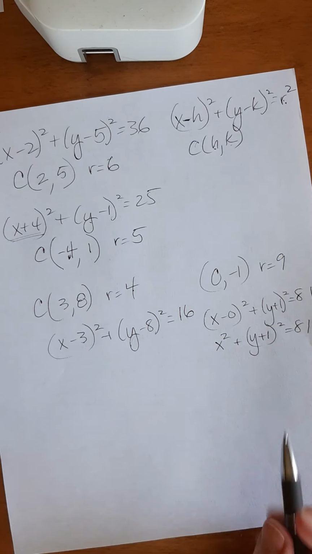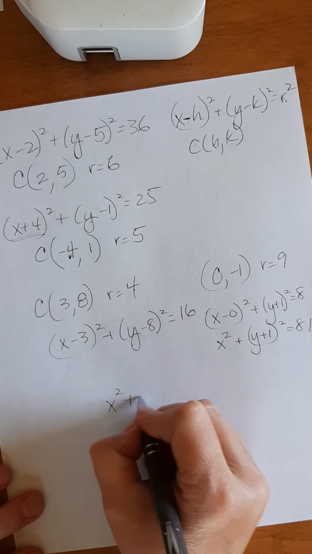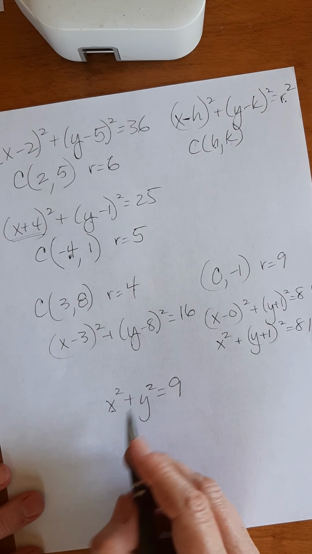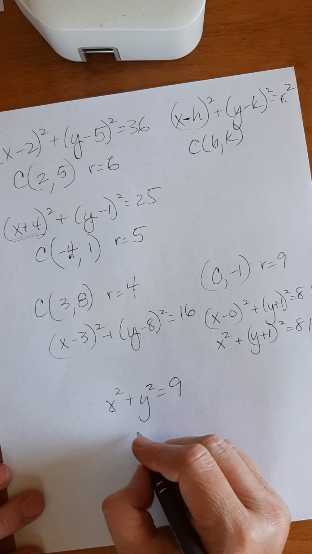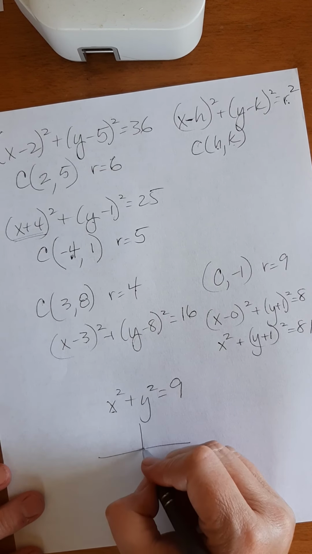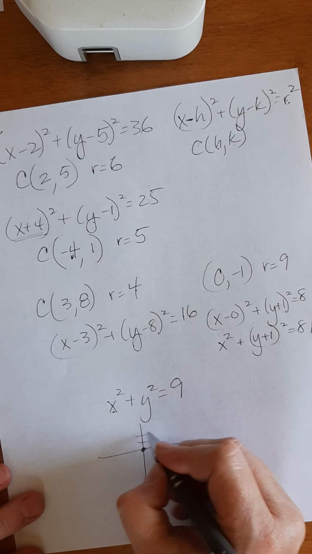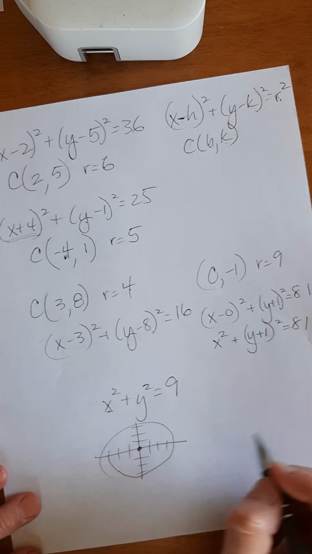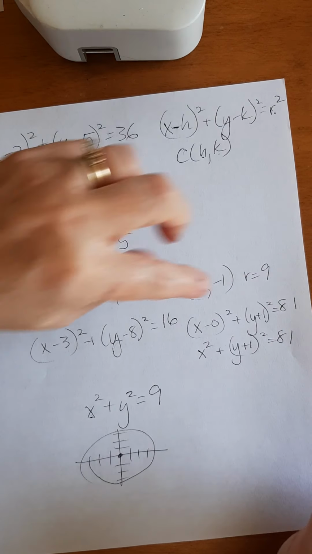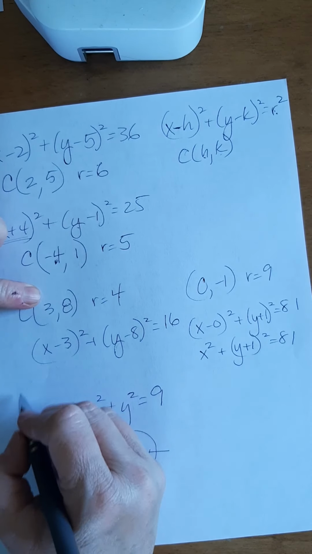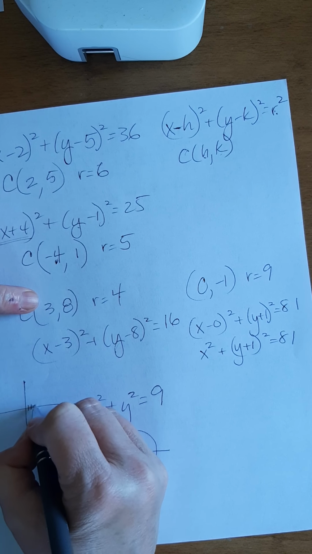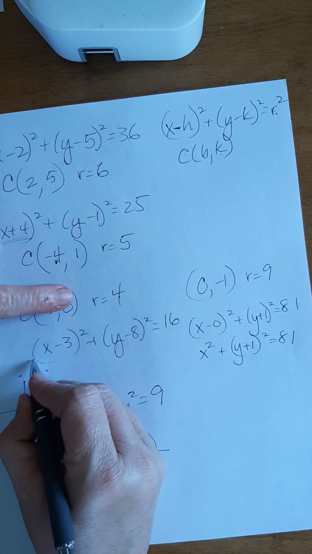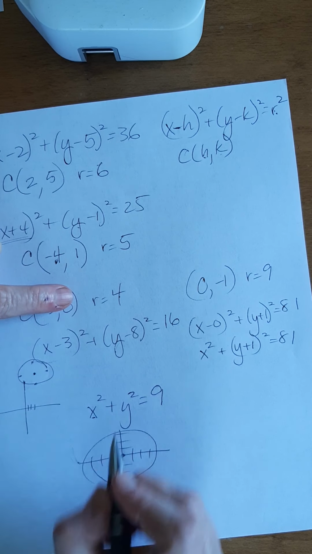So anytime you see like an x squared and a y squared by itself, that just means the center is 0, 0. So if you wanted to graph it, 0, 0, radius 3. There you go. If I wanted to graph this one, positive 3 up 8, 4 in all 4 directions. There you go.